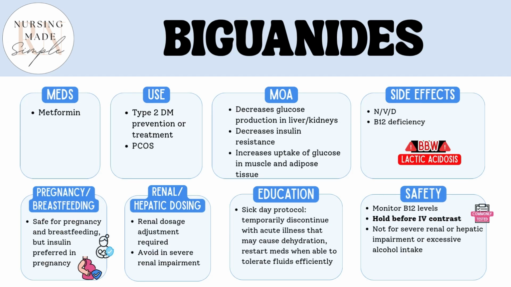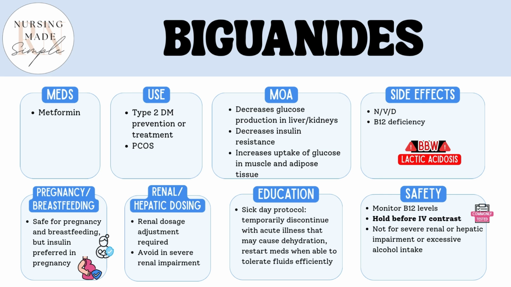All right, we're going to start with a very common medication you are absolutely going to see. This is a biguanide medication known as metformin. So this is used for type 2 diabetes prevention or treatment, and it's sometimes used for PCOS as well because PCOS involves insulin resistance. This medication works by decreasing glucose production in the liver and the kidneys. It decreases insulin resistance and increases the uptake of glucose in muscle and adipose tissue.